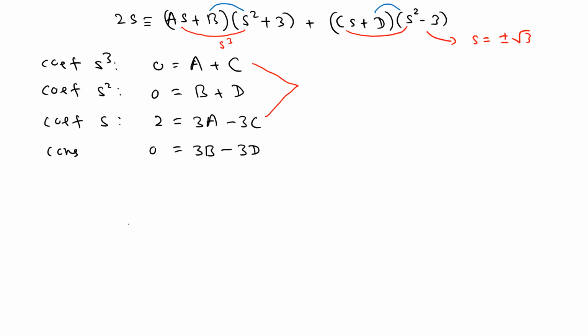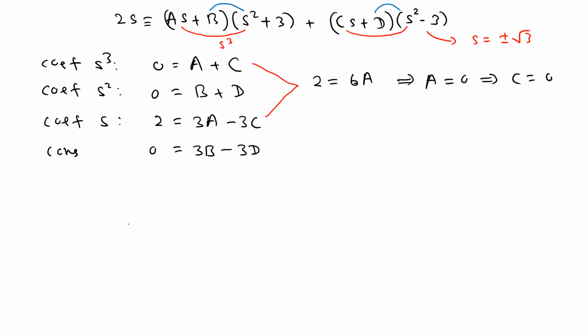Then you get 3c and negative 3c, and they cancel. So you're going to get 2 equals 6a, because 3a from the first one and 3a from the bottom one, since you multiplied by 3 first. So this says that a equals 1/3, and then this implies that c equals negative 1/3 from the first equation.